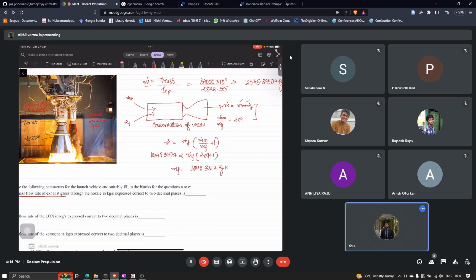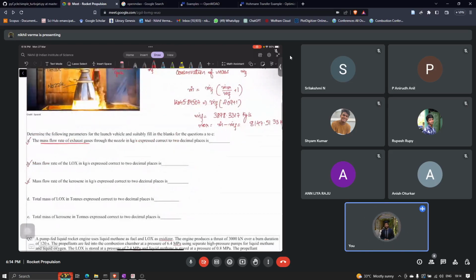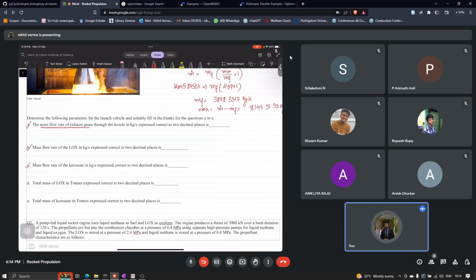kgs per second. And similarly, to calculate the mass of the oxidizer, just subtract this from the mass of the fuel. So you will get the mass of the oxidizer as 8147.5133 kgs per second.